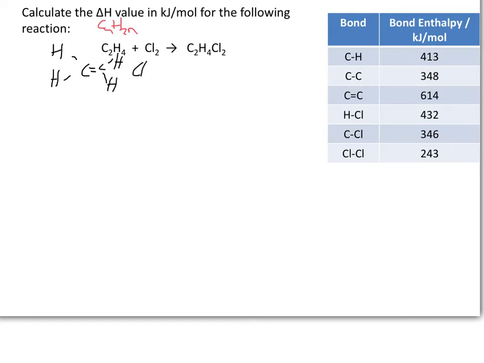Here's chlorine, and the product is C2H4Cl2. We need 6 atoms around the 2 carbons, so we'll have Cl, Cl, H, H, H, H.